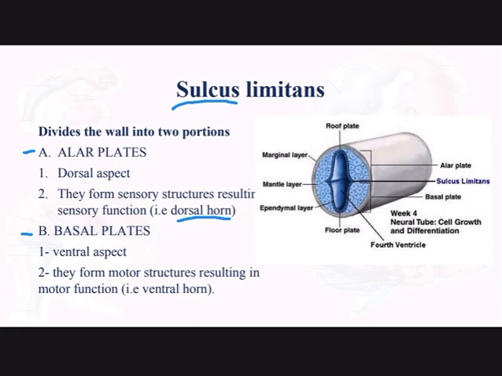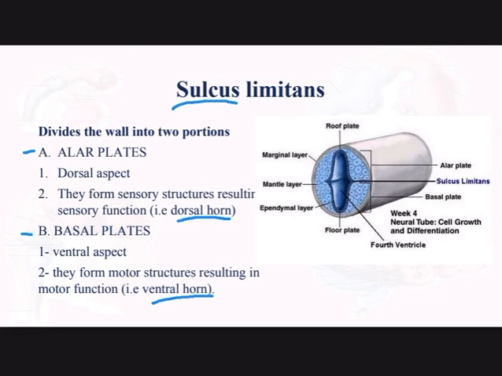Whereas the basal plate is the ventral aspect. They form the motor structures, resulting from the motor function. They are the ventral horn. So we have dorsal and ventral: the dorsal is responsible for sensory, the ventral is responsible for motor. The dorsal comes from the dorsal aspect, which is related to the alar plate, whereas the ventral comes from the ventral aspect, and it actually develops from the basal plate.